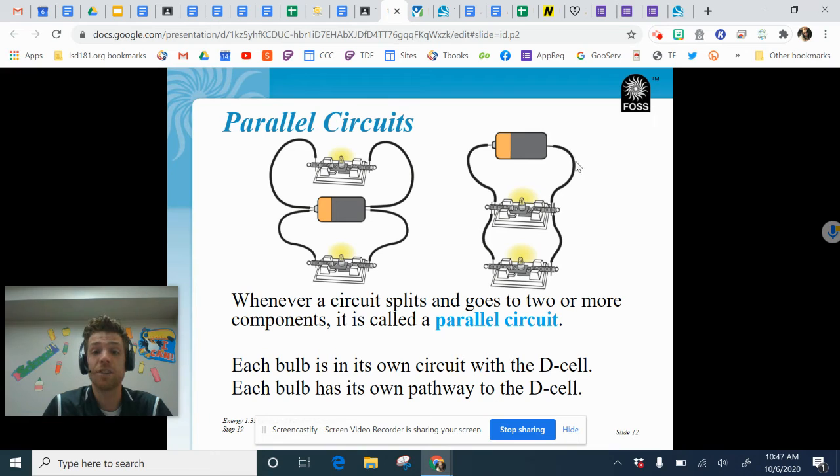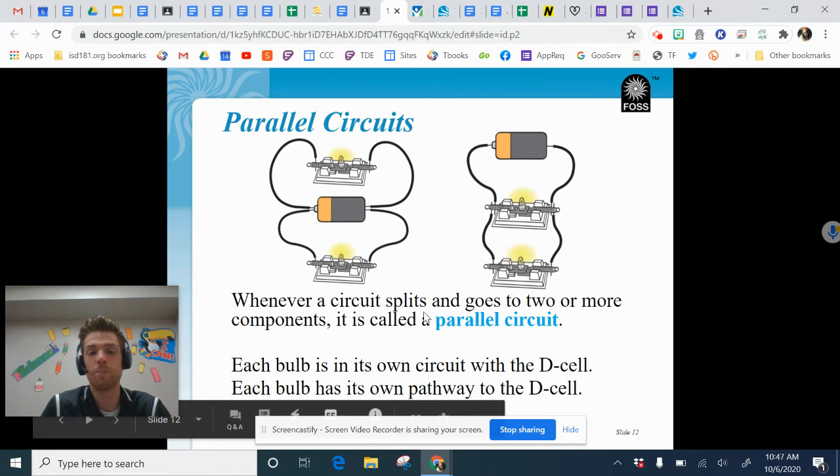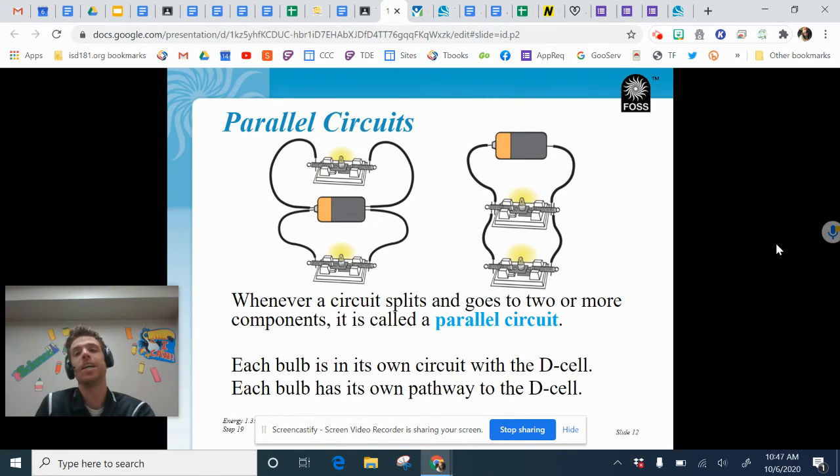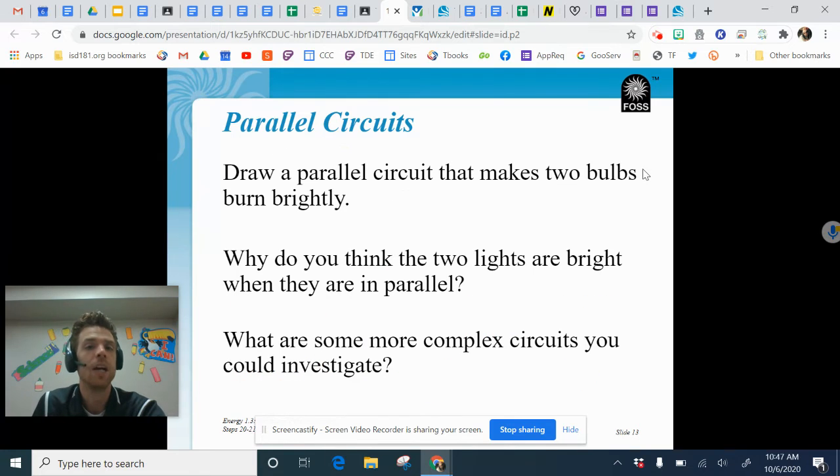Here, our electricity can go to this one and then around back, or it can travel through and around this way. So here's one loop, and here's the second loop. And so you have two loops or two or more pathways for our parallel circuit. Very cool. That was explained in the video in the very first page. If you watched that video, he did an amazing job of showing that to you. Next, I want you to draw a parallel circuit that makes two light bulbs burn brightly. You can look at the previous slide copied into your notebook.